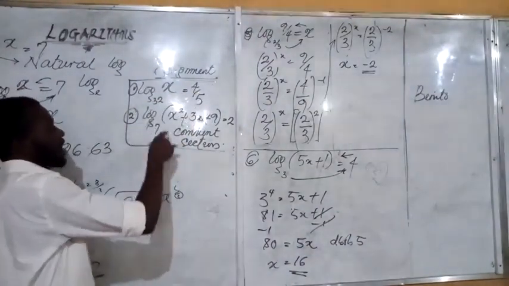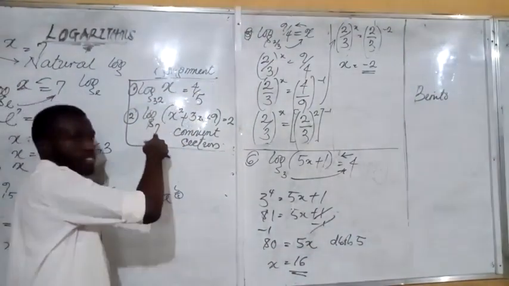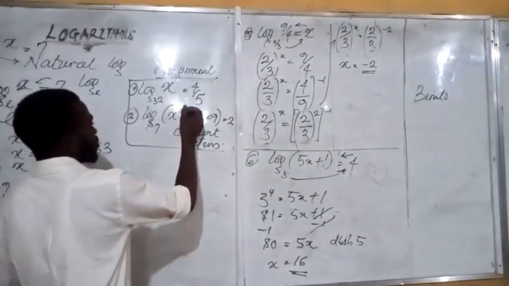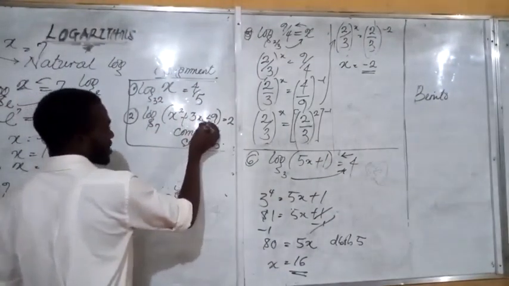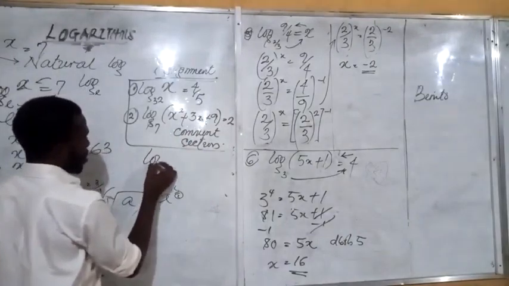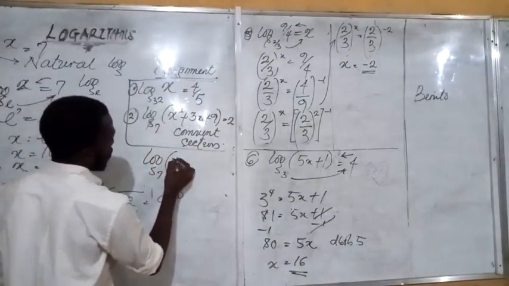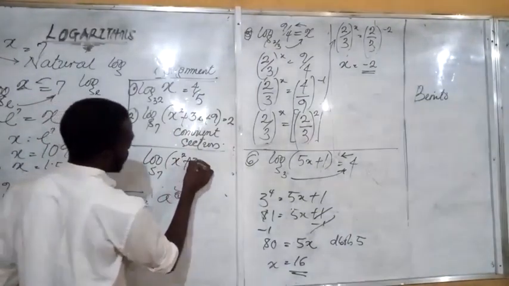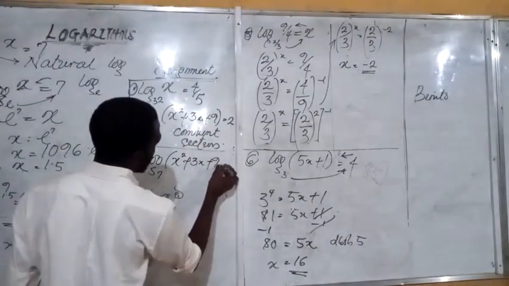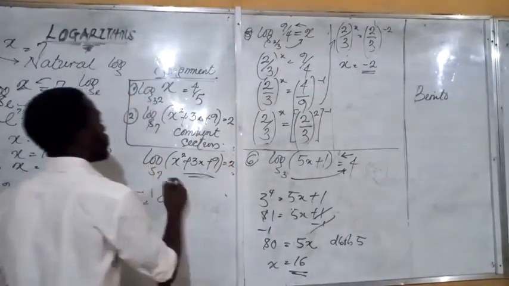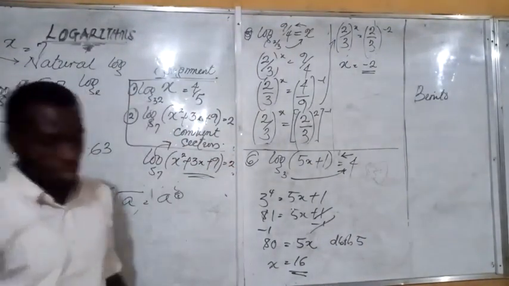Then number 2 says log to the base of 7 of x squared plus 3x plus 9. Let me write this. Log to the base of 7 of x squared plus 3x plus 9 is equal to 2. Right.